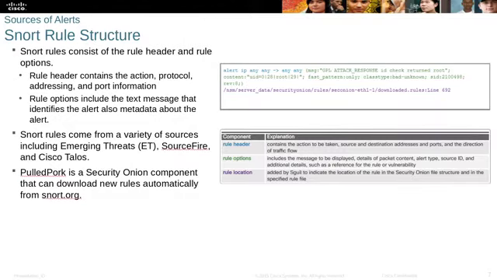Now, Snort rules come from a variety of sources, including Emerging Threats, Sourcefire, and also Cisco Talos. And don't forget that PulledPork is a Security Onion component that can download new rules automatically from snort.org. Now, to expand slightly on the Snort rule messages, the 3 common sources for Snort rules are GPL. These are older Snort rules that were created by Sourcefire and distributed under the GPL license, GPL version 2.